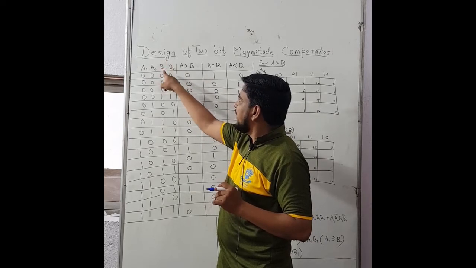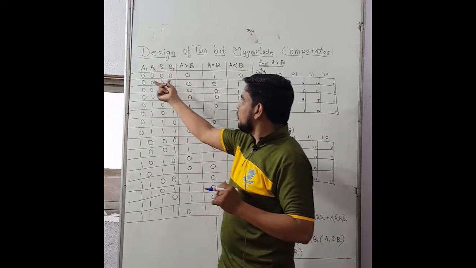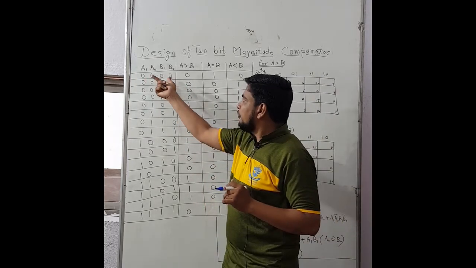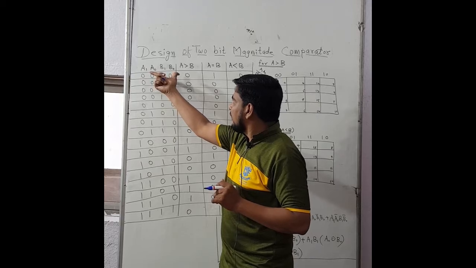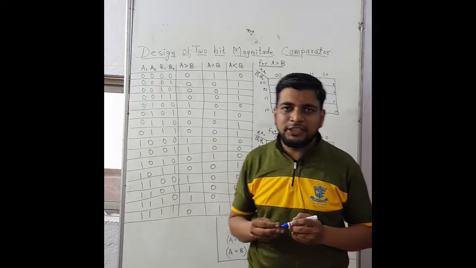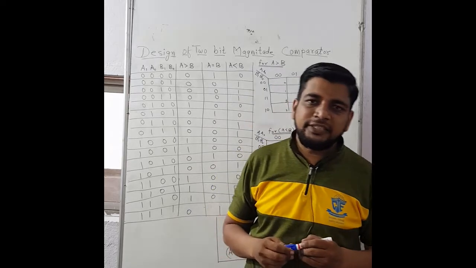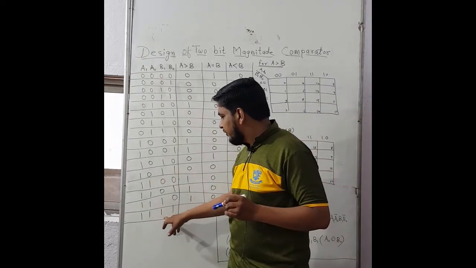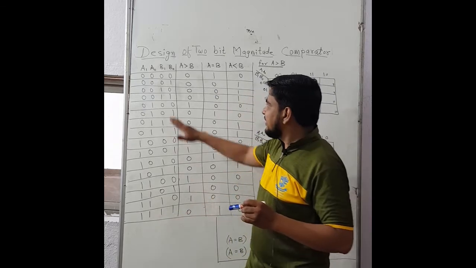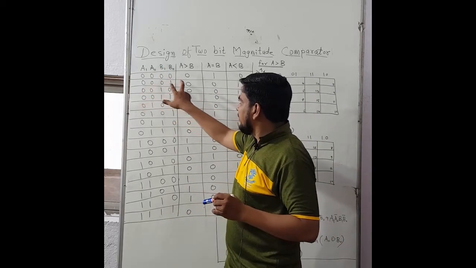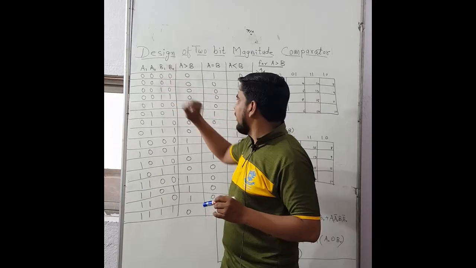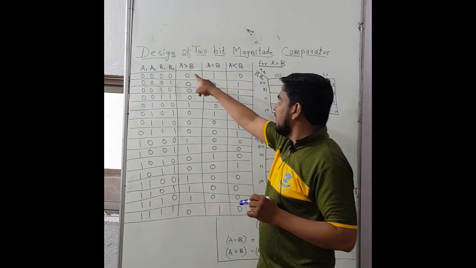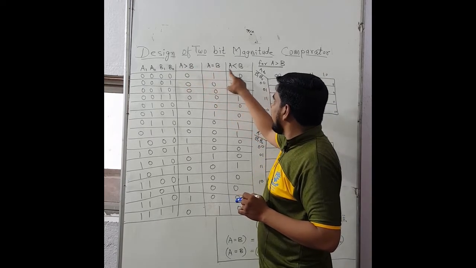The complete B is split into B1 and B0. So these 2 bits are compared with these 2 bits. So there are 4 bits. For 4 bit variables, the possible combinations are 2 raised to 4, 16 possible combinations, starting from 0 0 0 0 going to 1 1 1 1. So these 2 variables will be compared with these 2 variables. And for the magnitude comparison we have the conditions A greater than B, A is equal to B, and A less than B.